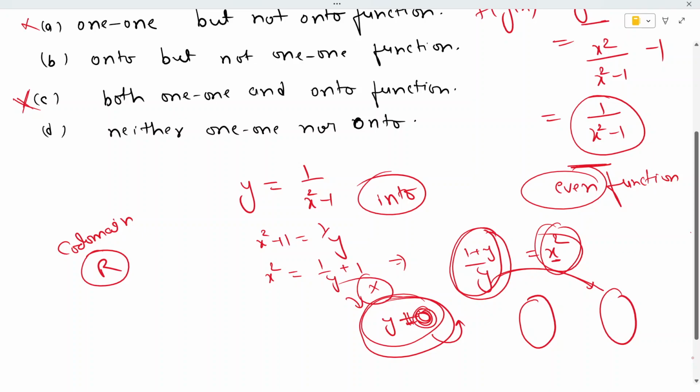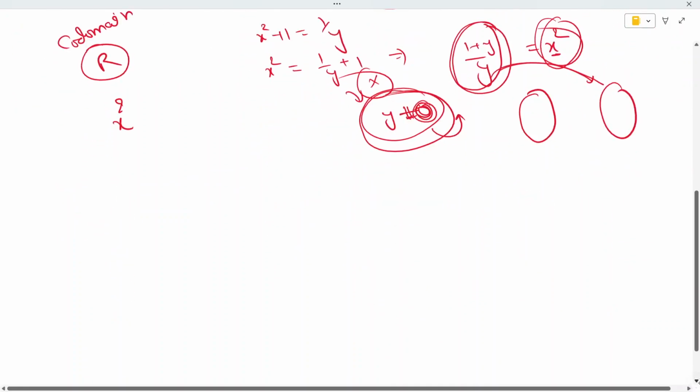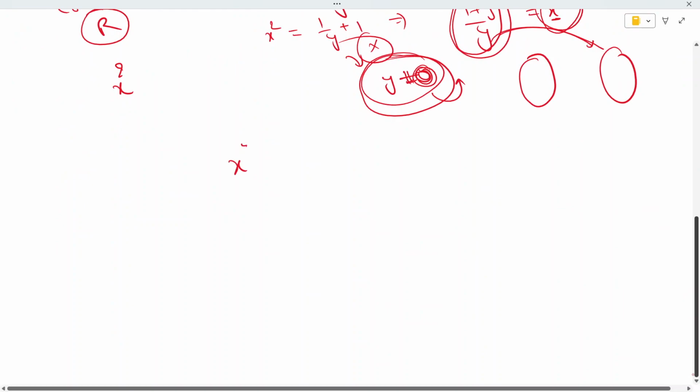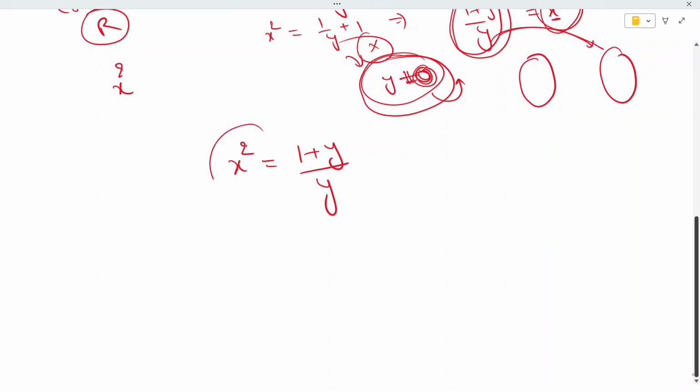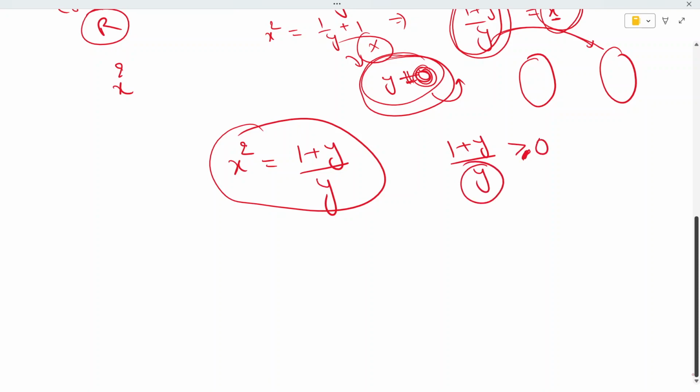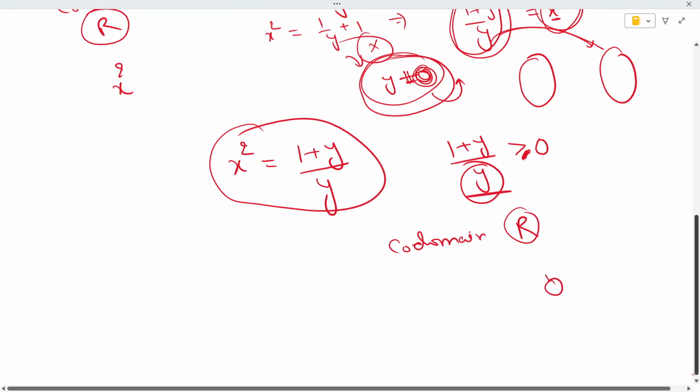Let me explain one more time. Here you have given x square. Let me write clearly. You find x square is equal to 1 upon y upon 1. Look, this quantity is always positive. 1 plus y upon y is always positive, not equal to 0. Why? Because y is in the denominator. So your codomain is R, and you can't find the pre-image of 0 in the domain.